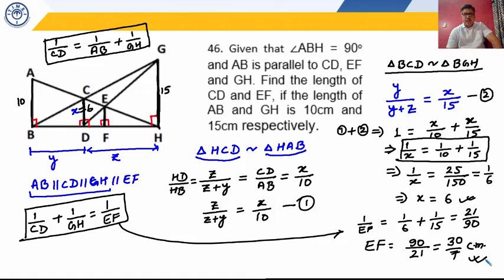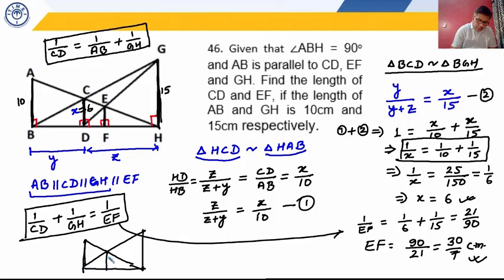So the first part, EF is how much? EF is 30 by 7 and CD is how much? 6 centimeter. And we have a formula. Whenever we have a parallel line like this, the 1 by AB plus 1 by GH is equal to 1 by CD. This is called cross ladder theorem. Whenever we have a figure like this, whenever we have cross ladder kind of thing like this, this line is parallel to this line is parallel to this line, and let's say this is x, this is y, and this is z. We always have formula that 1 by x is equal to 1 by y plus 1 by z. I hope this is fine. Okay.